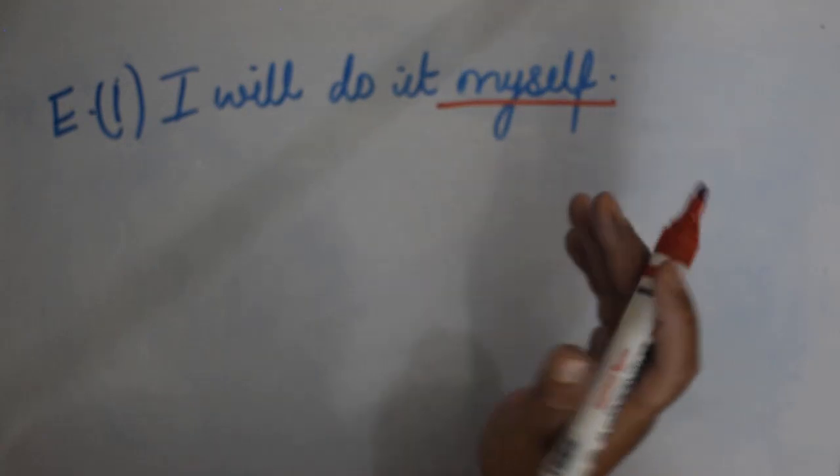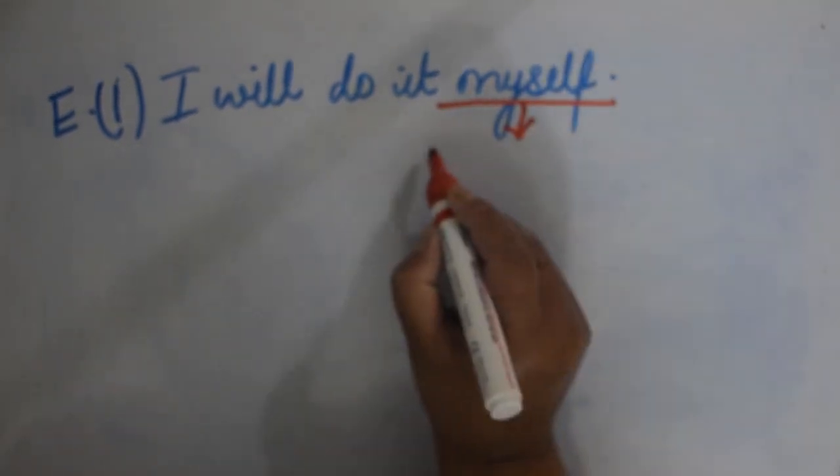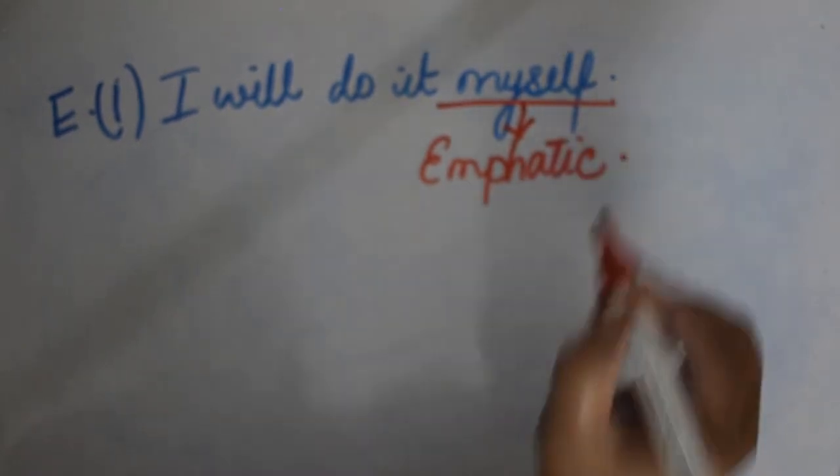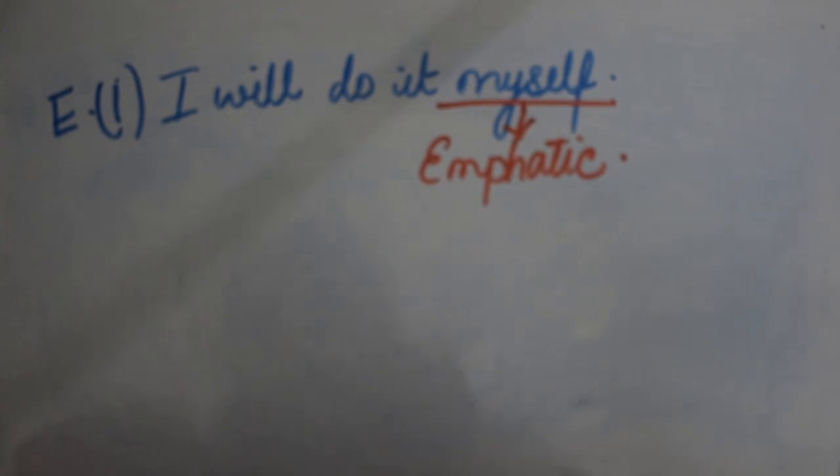I will do it myself is an emphatic pronoun, because myself is just adding stress to the subject I, that is, I can do it without the help of anyone. That is why we are using the pronoun myself, to put stress on the idea that I can do the work all by myself and I don't need any other help.